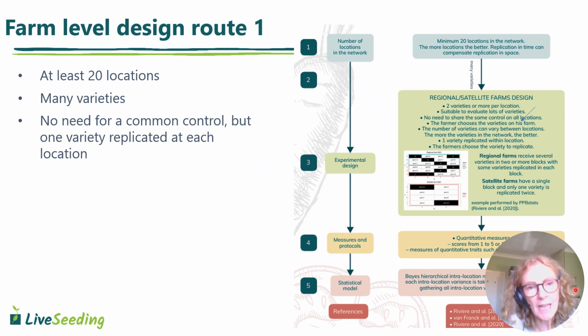What it does instead, which is quite novel, is to have one variety replicated at each location. So what that means is that one of those varieties, but not the same one at every location, but one at every location, is grown twice. And that's going to be used to give an indication of in that site how much within site variation there is.